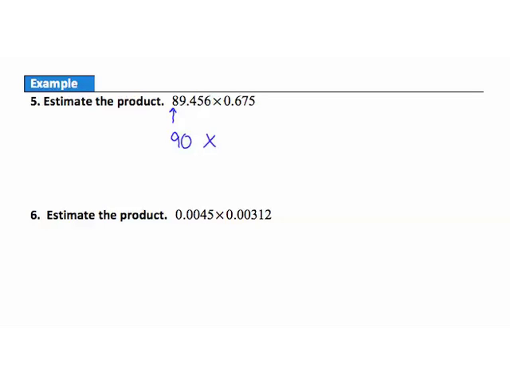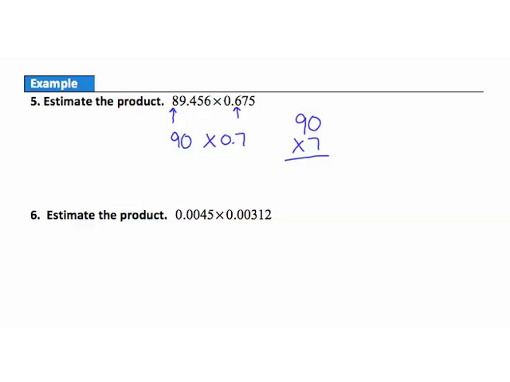We're going to multiply that by the estimate of the next number. So our largest place value there is in the tenths place, which is the 6. And if we look to the right of that digit, it's 7. So that tells us we need to round that 6 up. So we're going to take 90 times 0.7.